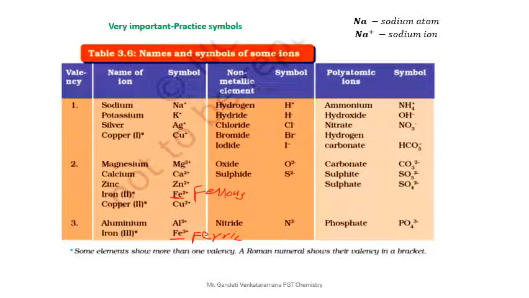Similarly copper, or cuprous, this one directly we give like this. Copper 1 means copper plus 1 charge, and cupric is Cu2 plus, 2 plus charge.